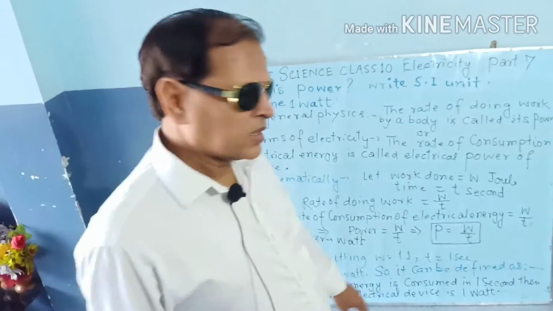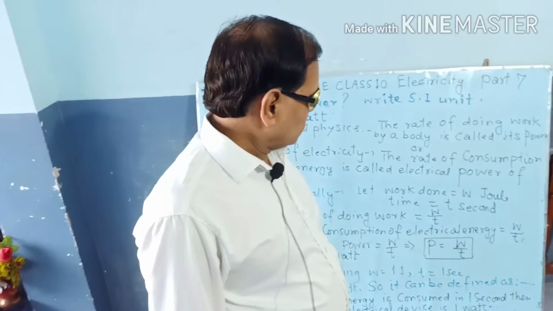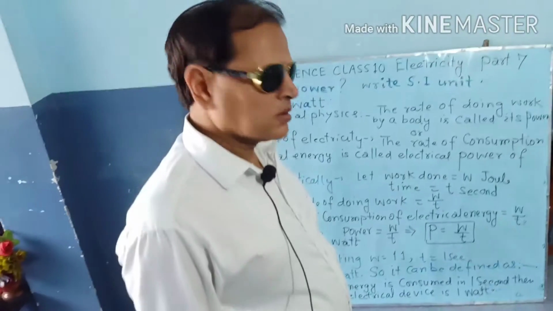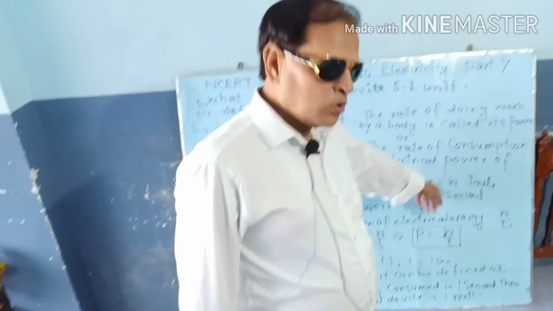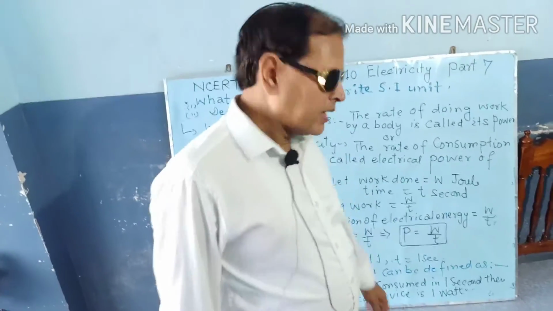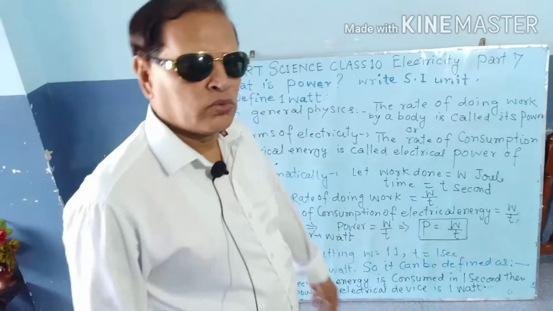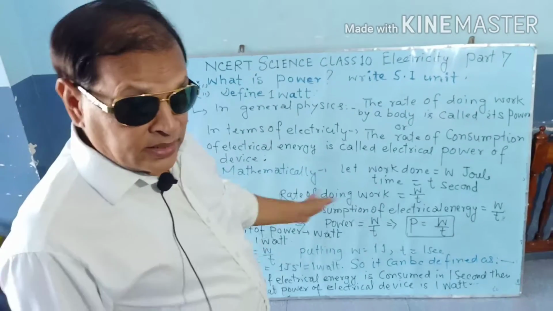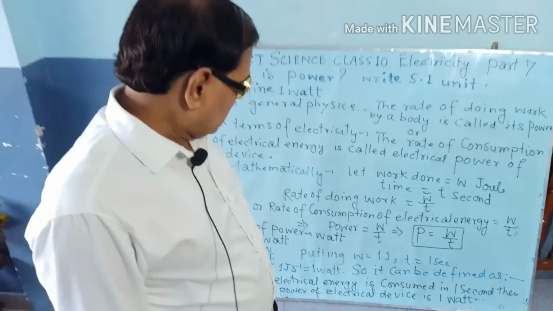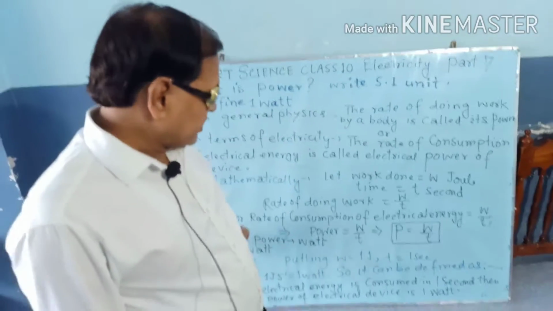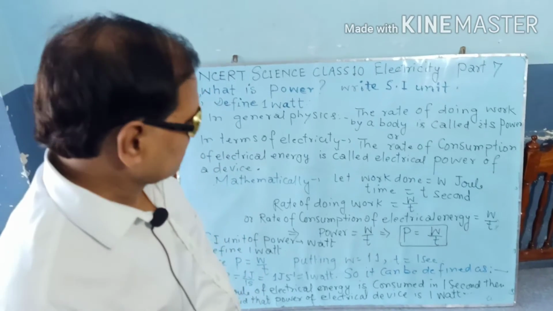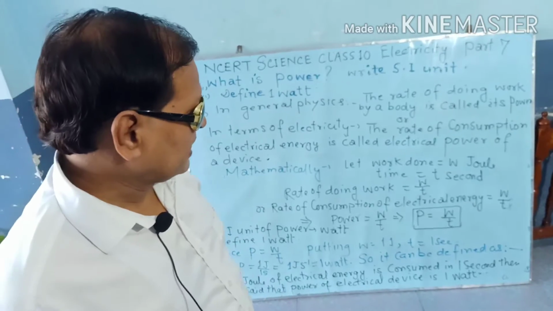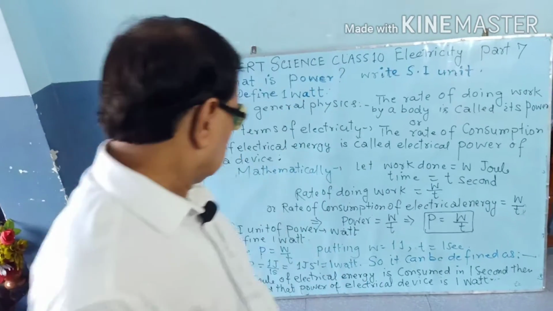Mathematically, let us suppose that total work done is W joule and time taken is t second. So rate of doing work: in t seconds you do W work, so in 1 second you will do W by t. When you divide work by time, you get the rate of doing work. That will be equal to the rate of consumption of electrical energy, as work done is equivalent to energy. So electrical energy per time is equal to W by t.